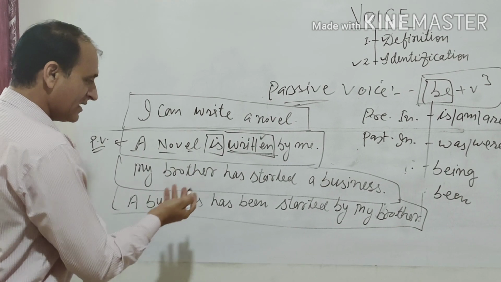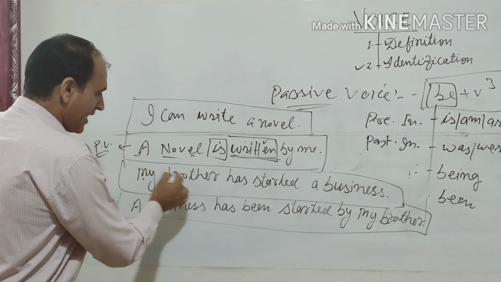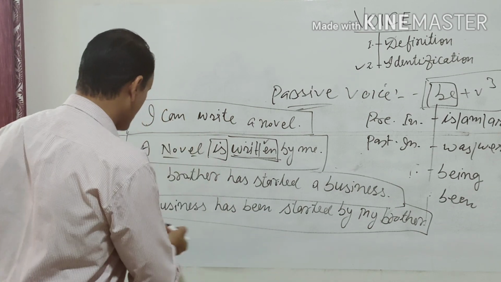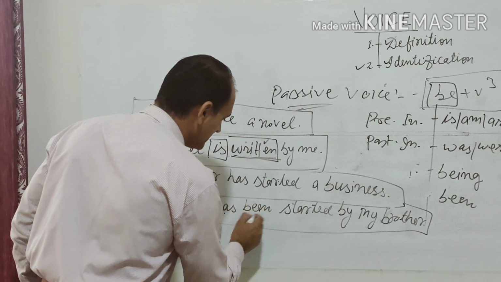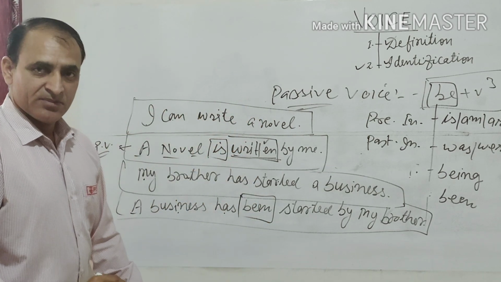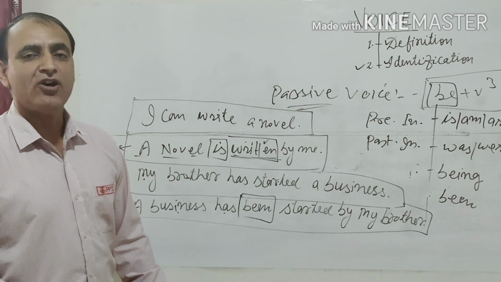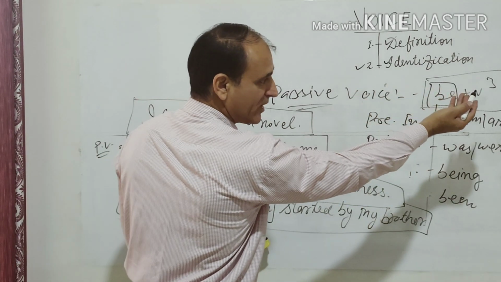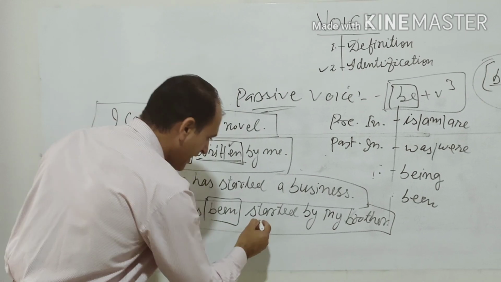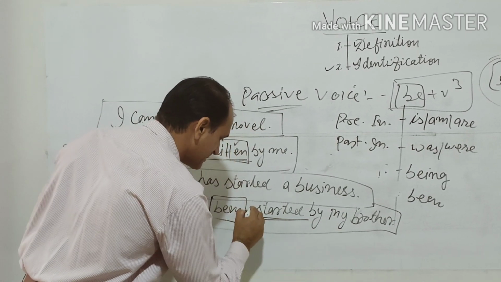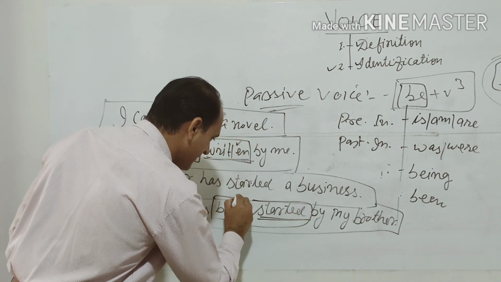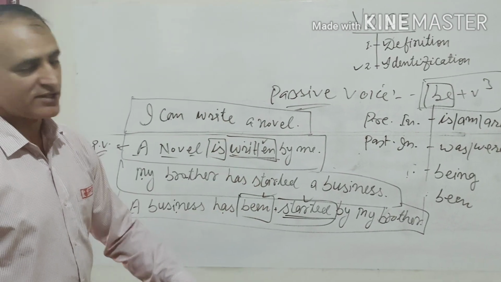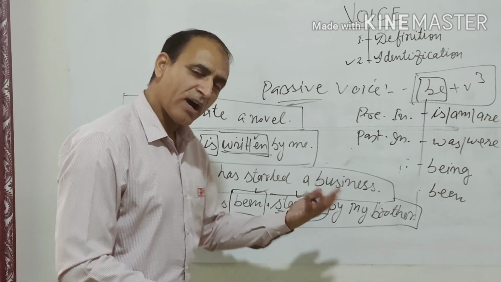Moving to the next sentence, let's see whether any be form is there or not. My brother has started a business. Obviously no be form is there. Moving to the next, we find a business has been. Yes. Been is the third form of be itself. Be, was or were, being. So be is there, and it must be immediately followed by the past participle, and started. Yes. Start, started, started. So this is closely followed by started. So we find be and past participle. Obviously this is passive voice. So in this way you have to identify.